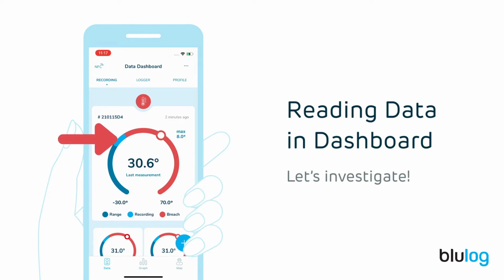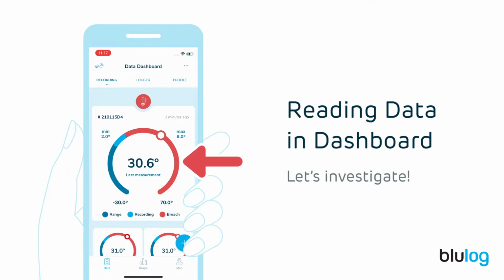A cyan color represents the recording range, which is a range in between the minimum and the maximum threshold of appropriate temperature that you can set. A red color represents a breach's upper range. What's a breach range? If the last measurement had a breach, a specific breach range will turn red, either below the minimal threshold or above the maximal threshold.